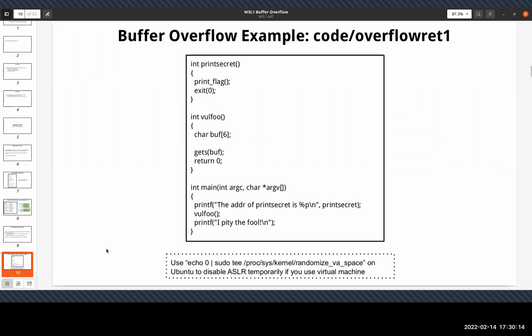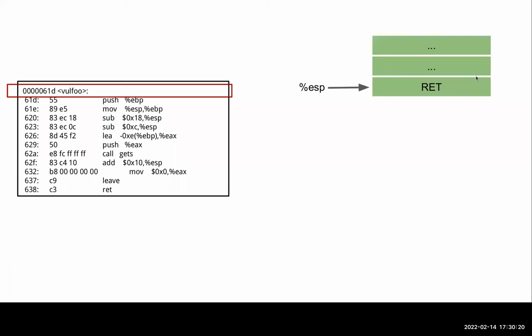Okay, so let's see how we can do that. On the left hand side, the disassembly of vul foo. On the right hand side, I'm drawing the stack. Try to make yourself like a Turing machine, so we can do it step by step and understand what's going on here. At the beginning of vul foo, the ESP will point to the return address. The return address is part of the main function. It's pushed there by the call vul foo instruction, which is in the main function.